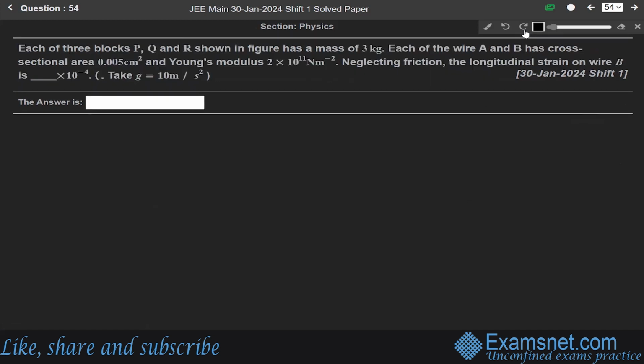Each of three blocks P, Q, and R shown in the figure has a mass of 3 kg. Each of the wires A and B has cross-sectional area 0.005 centimeter square and Young's modulus 2 into 10 to the power 11 Newton per meter square. Neglecting friction, find the longitudinal strain on the wire B. So this question is from the chapter of properties of solids and liquids.